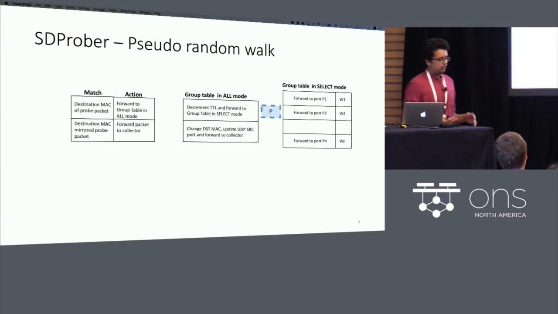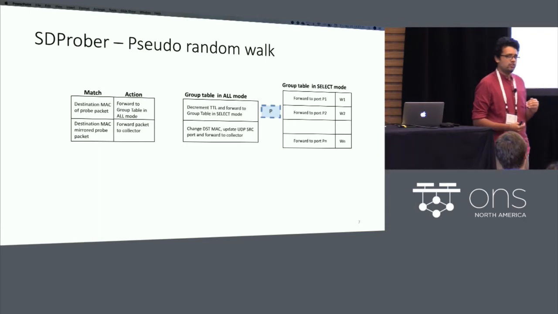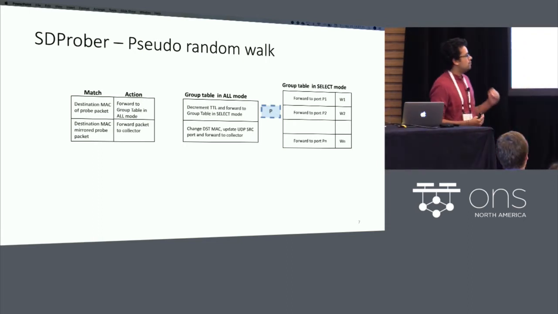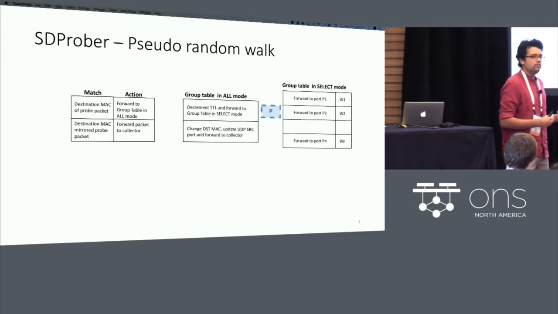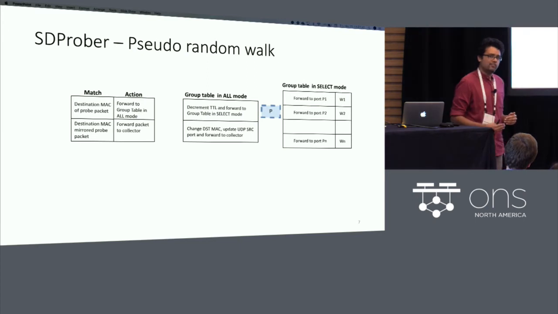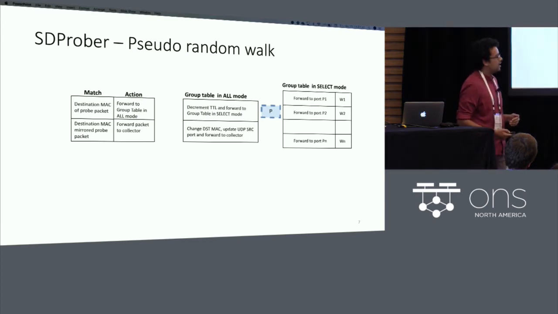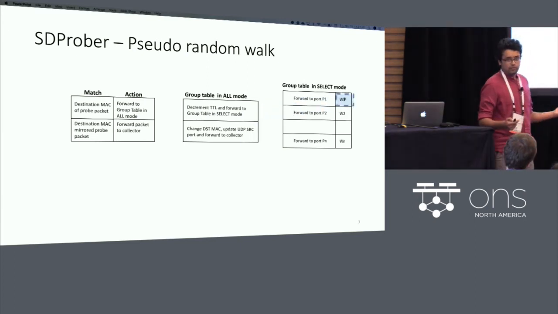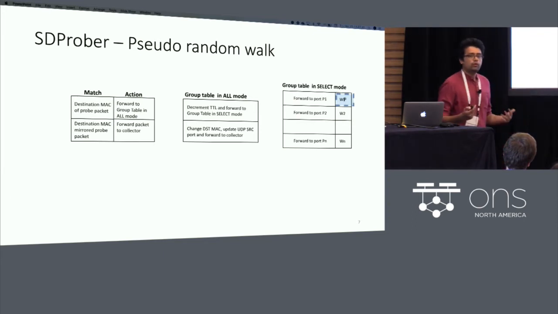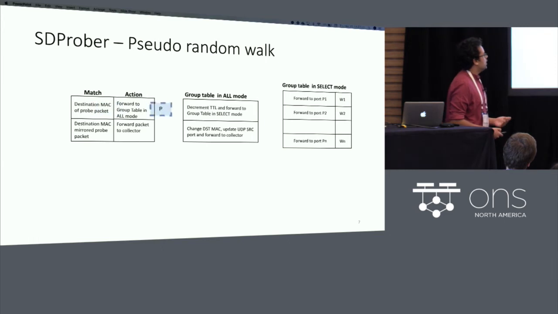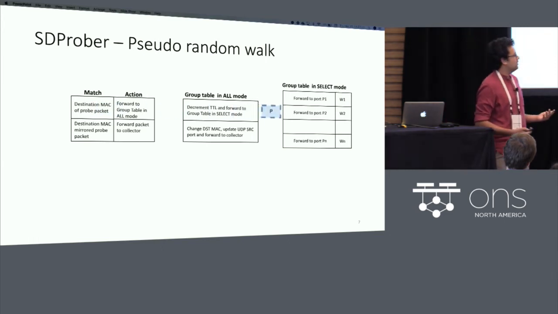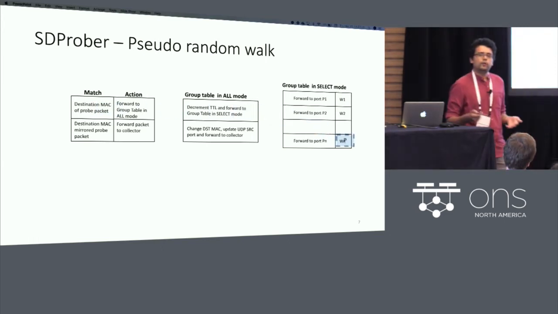The difference between the group table in select mode and all mode is that in select mode, only one action is implemented. And the action which is implemented is directly proportional to the weight which is associated with it. So if a higher weight is associated with an action, there's a higher probability that the particular action will be implemented. So in this example, this probe packet matches the first rule. Therefore, it gets forwarded to the port P1. Now, if another probe packet comes to the same node, it might actually match a different action. And this action could be forwarding to port PN.